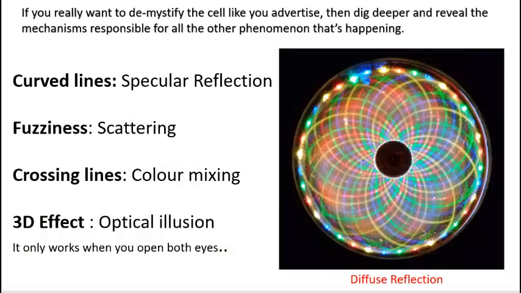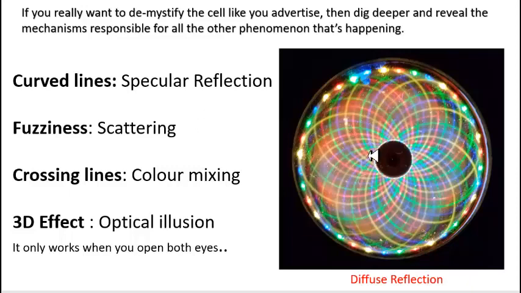And so I'm going to summarize here. Again, Tim said, if you really want to demystify the cell, then dig deeper and reveal all the mechanisms responsible for what's happening in the Ferrocell, is really what he means there. And so the curved lines are caused by specular reflection, or just reflection, off the nanoparticles that are aligning with the magnetic field, and the light is coming from the light source and reflecting off the nanoparticles, the needle-like shapes that are forming when the magnet is in place, and the light is reflecting to your eyes.